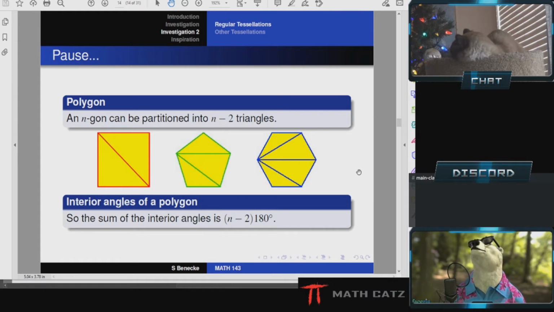Any regular polygon, I can connect opposing vertices and split the inside of the polygon up into a number of triangles. For the square, I make this diagonal. I've split it up into two triangles.